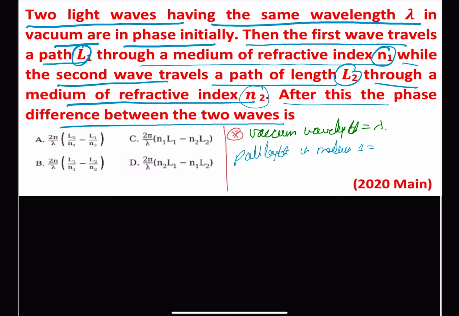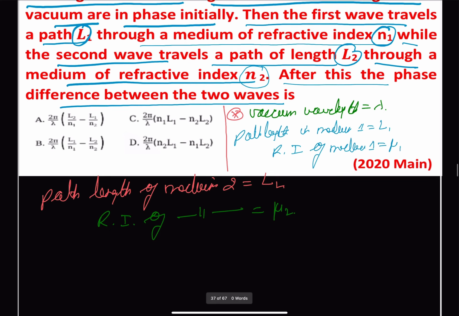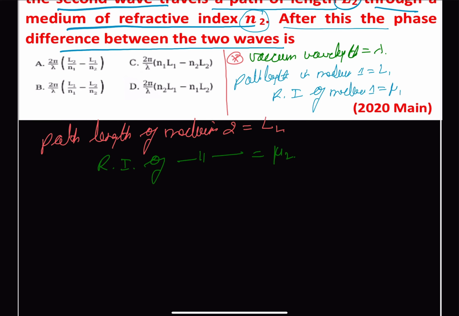In medium 1 the path length is L1, and the refractive index of medium 1 is given as mu1. Similarly, the path length of medium 2 is L2, and the refractive index of medium 2 is mu2. So we can find out from here the optical length of medium 1 and the optical length of medium 2.